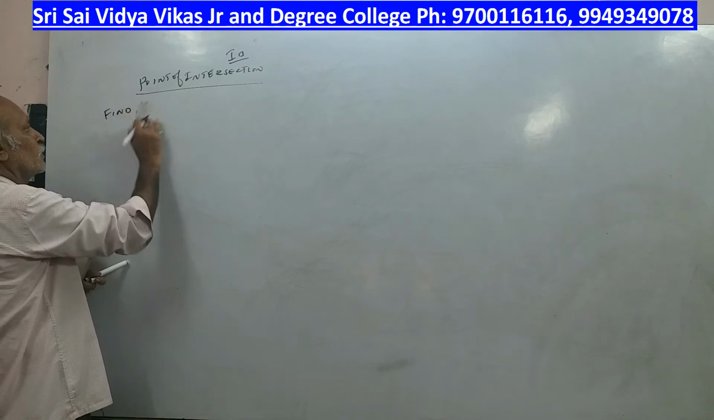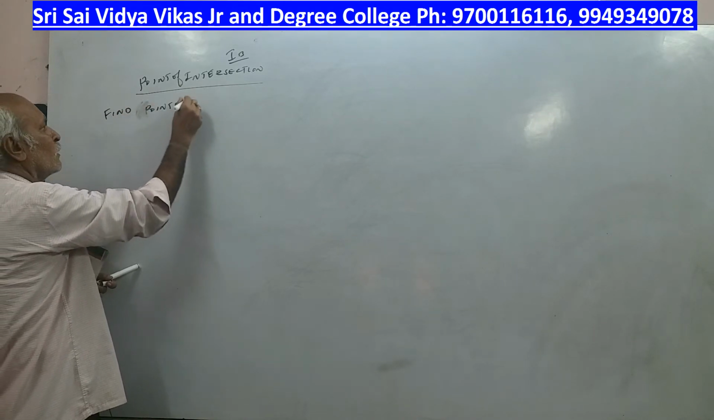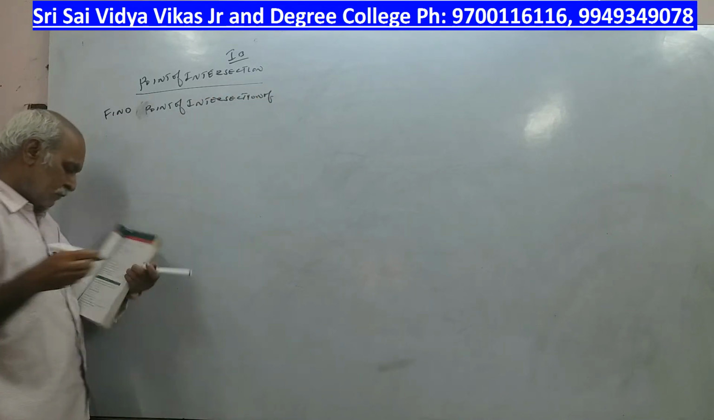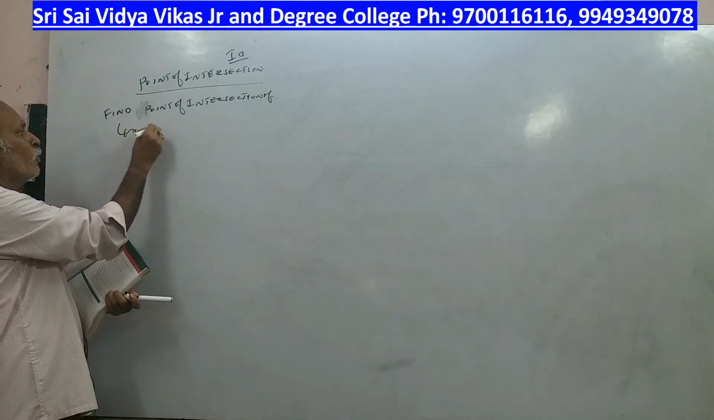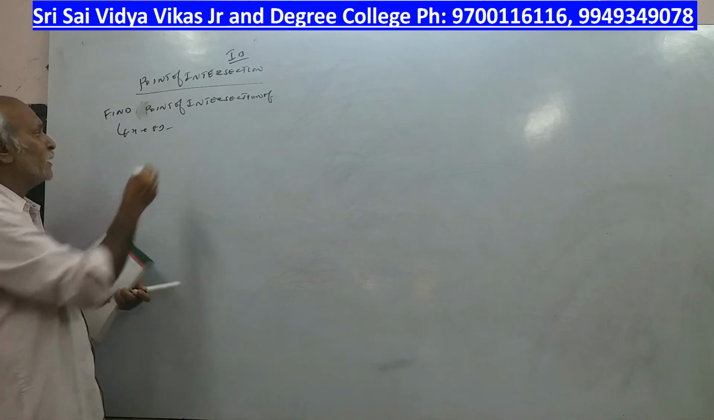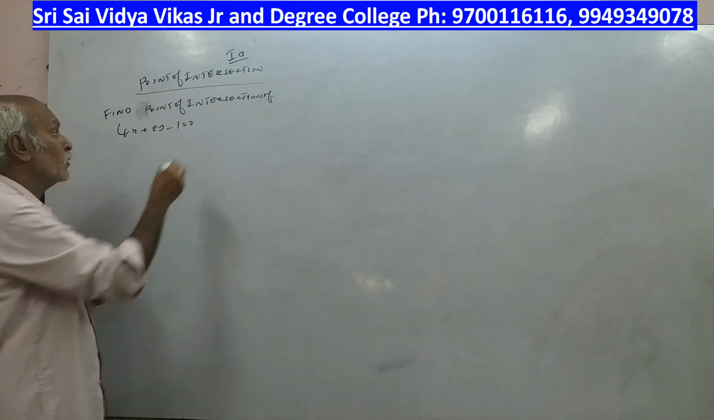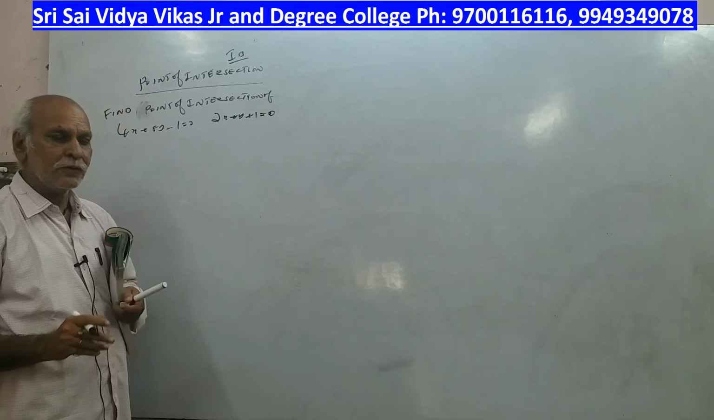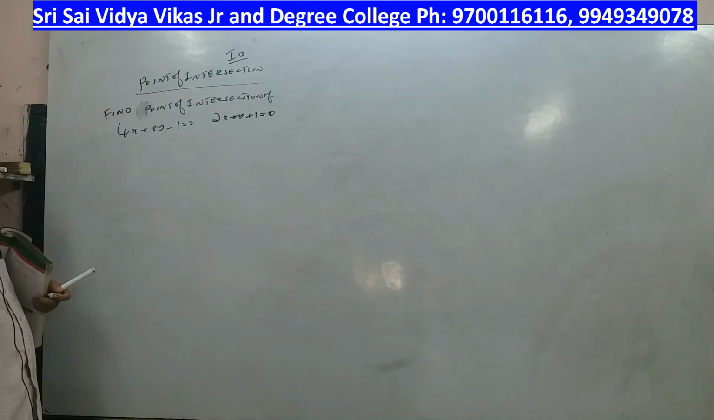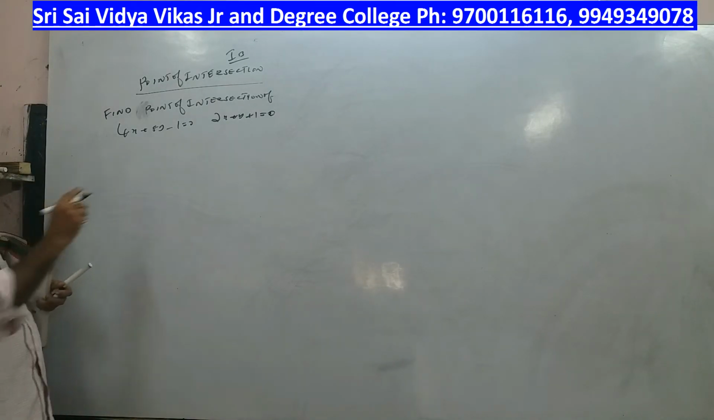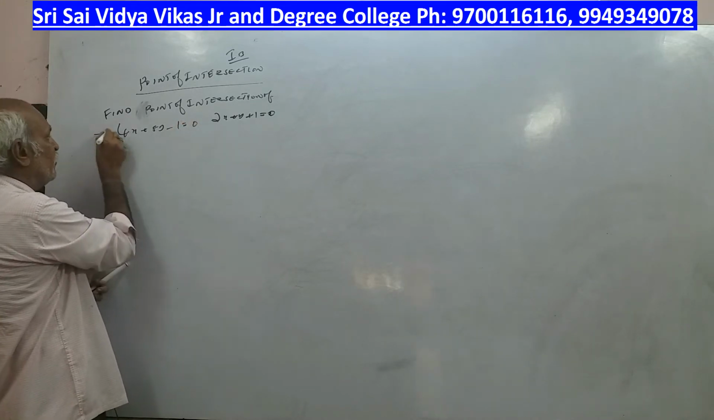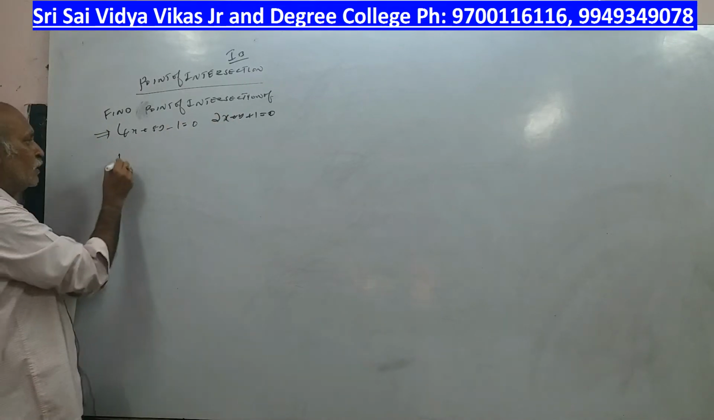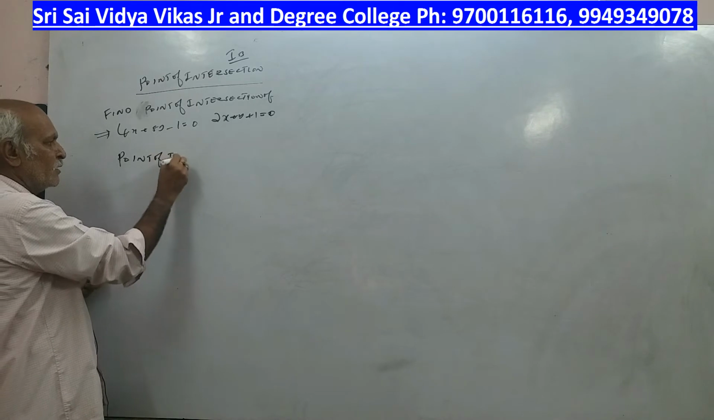Find the point of intersection of 4x + 8y - 1 = 0 and 2x + y + 1 = 0. Remember, the method I am discussing is for finding the point of intersection. This is a very important method, and always the equation should be equal to 0, compulsorily. Then, point of intersection.